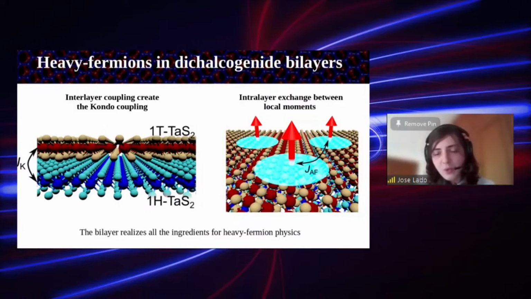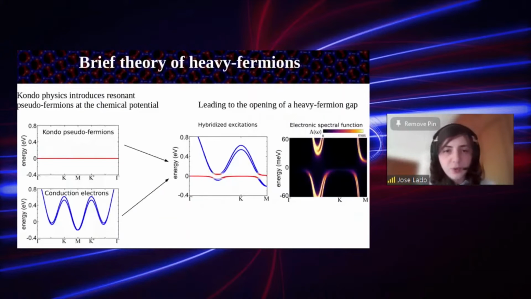And now perhaps the question is, what should we see in the experiment to be sure that we actually fell in the heavy fermion regime? To answer this, let me just give you a crash course on this heavy fermion phenomenon. One of the simplest features that we can see in a heavy fermion compound is the appearance of a heavy fermion gap at half filling.